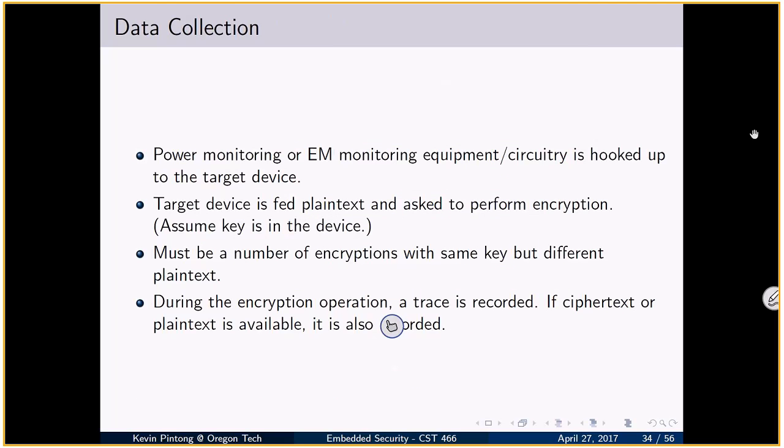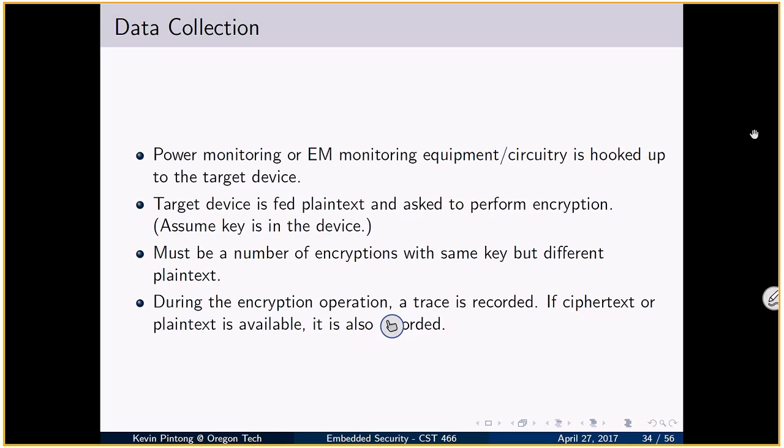For the power monitoring or EM monitoring equipment, circuitry is hooked up to the target device. We feed the target device plain text and ask it to perform an encryption, and we assume that the key is already stored in the device. The 128-bit encryption key. There must be a number of encryptions with the same key but different plain text.